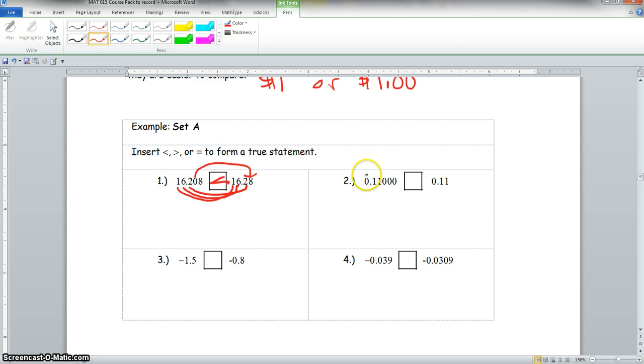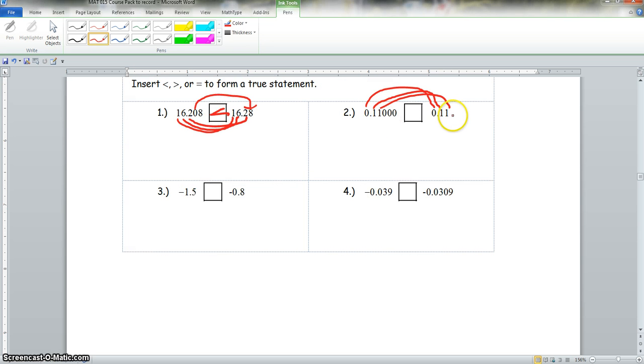Now we come here. In front of the decimal, we have 0. We both have 1s in the tenths place. We both have 1s in the hundredths place. Now we go here. We had 3 zeros here. So we know these 3 zeros mean that this is still 0.11, which is the same as this here. So this is equal.